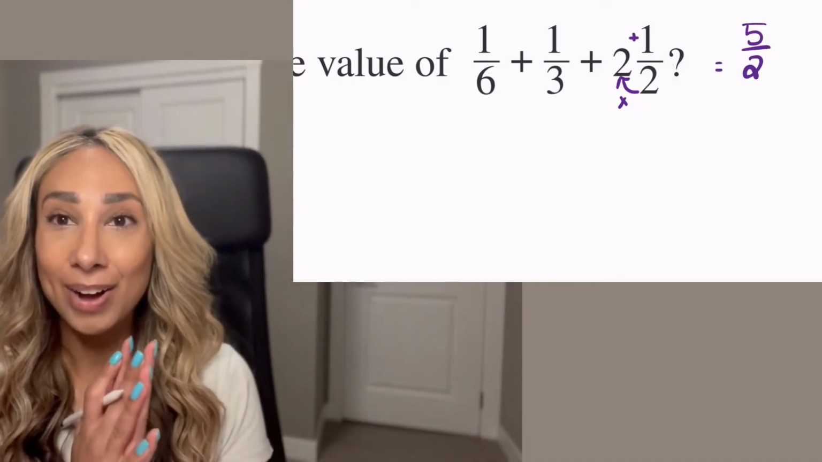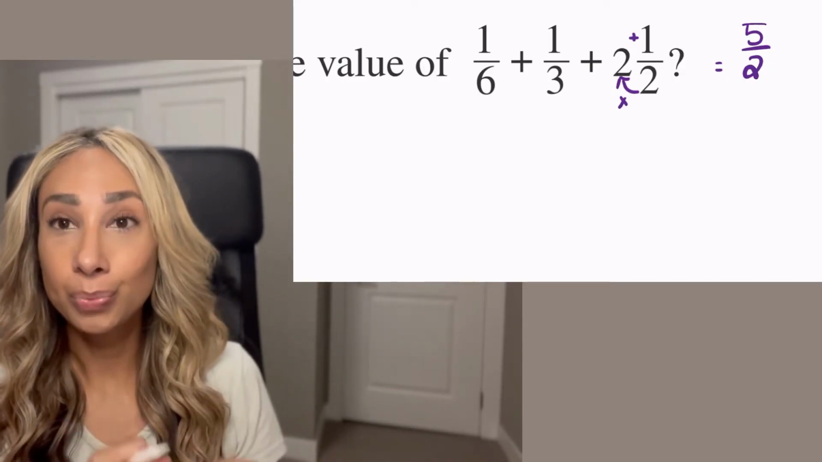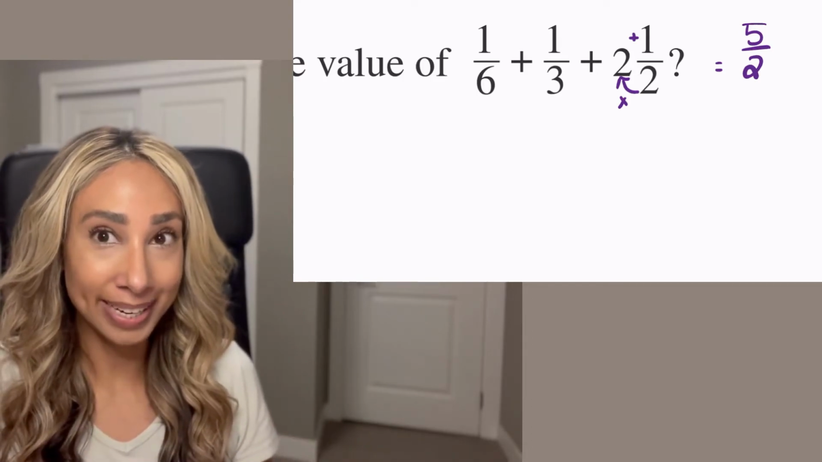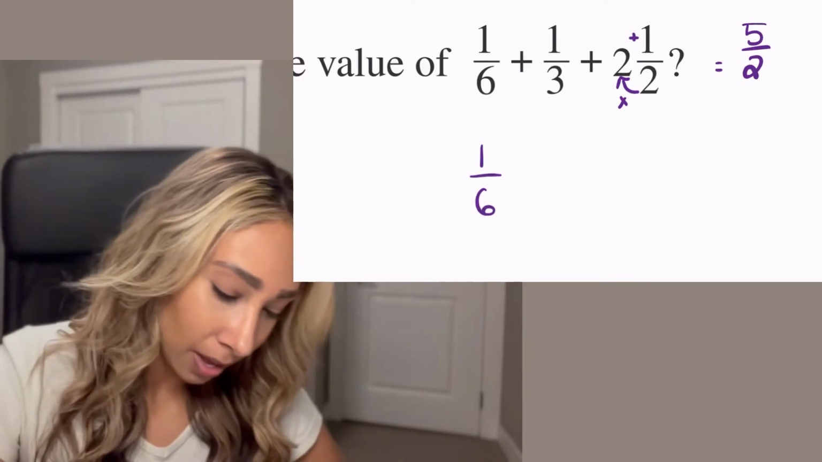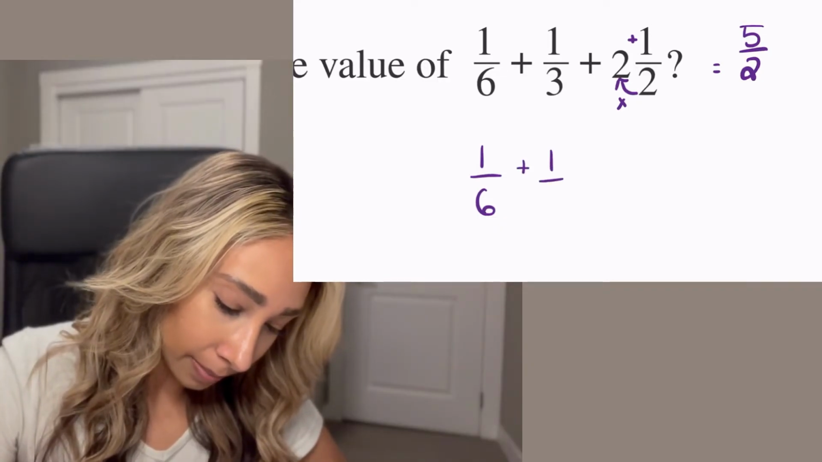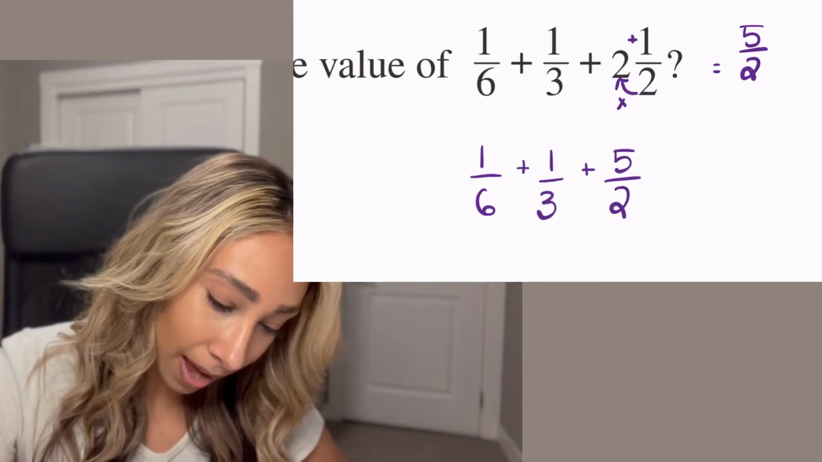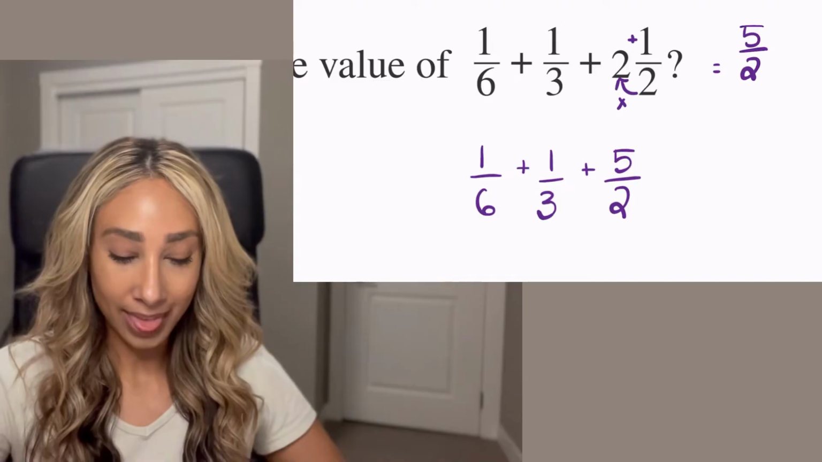Now, one thing you might have noticed that I'm already doing, but I'm going to say it, is you want to make sure you rewrite everything each time just to make sure you don't make any mistakes. So I'm going to rewrite the whole question with my new fraction. 1 over 6 plus 1 over 3 plus 5 over 2. Okay? So that's our fraction there.